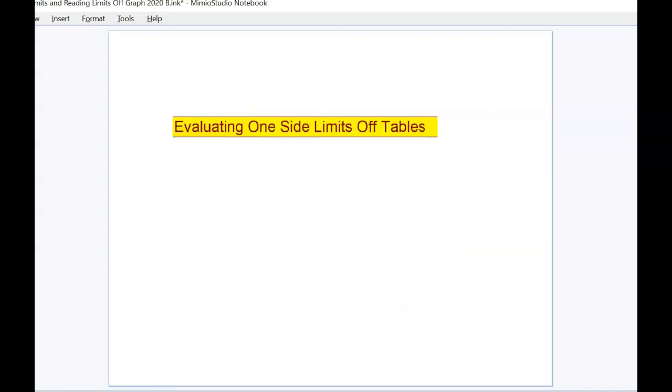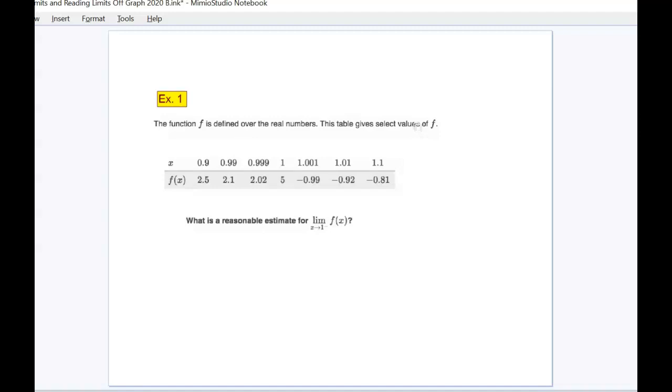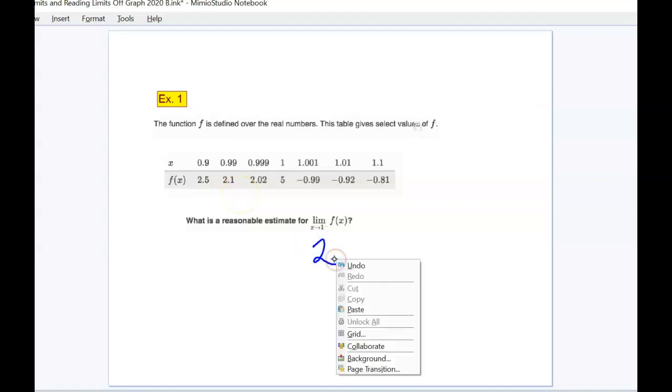All right, let's continue with evaluating one-sided limits now off of tables. In this particular case, what is a reasonable value for the limit as x approaches 1 from the left? One from the left means coming from smaller than 1. As I approach 1 coming from the left, it appears that the graph is going to approach a value of 2, because as x gets closer and closer to 1, the y values are getting closer and closer to 2, so this limit would be 2.